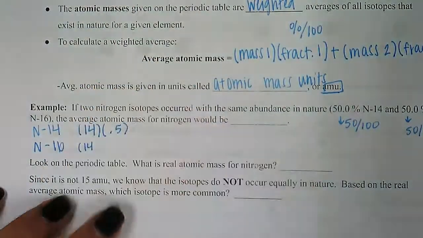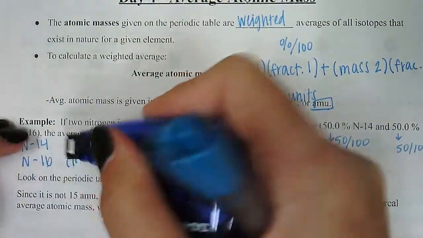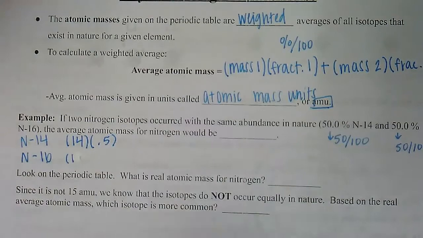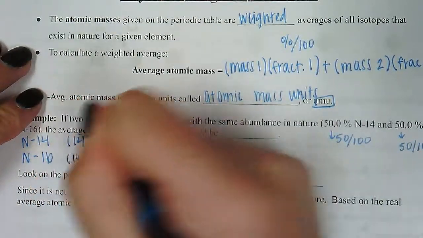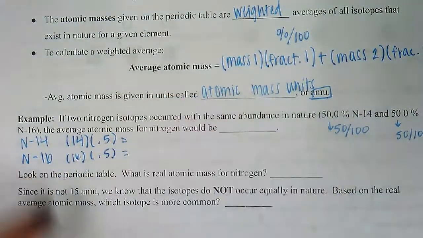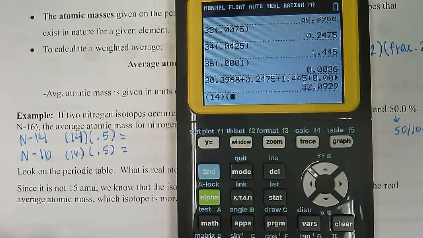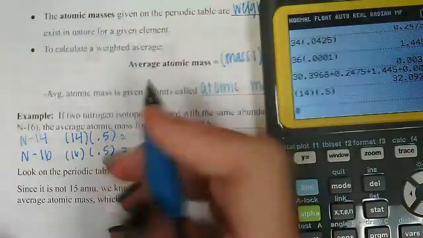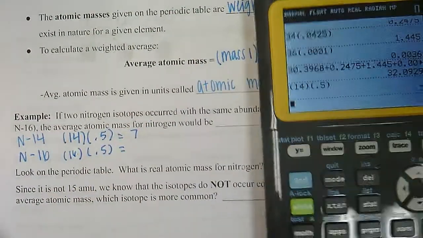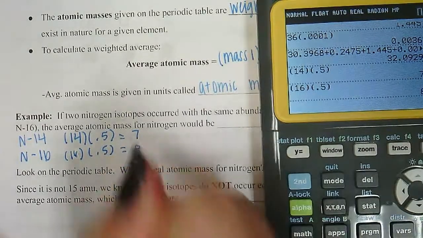Sorry, not 14. Oops, Miss Goggin made a mistake. That would be 16. That's the mass of my second one times 0.5. Whenever I plug this into my calculator, I'll be able to see 14 times 0.5, which again, you probably might not have needed a calculator for. It's 7. 16 times 0.5, we get 8.